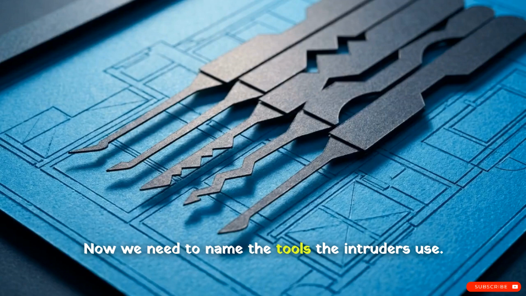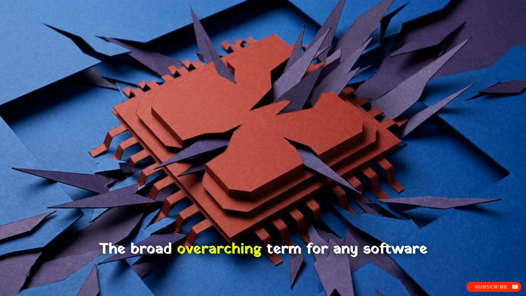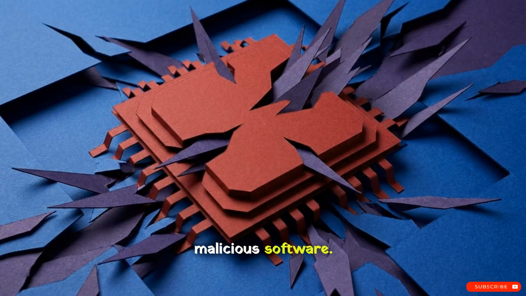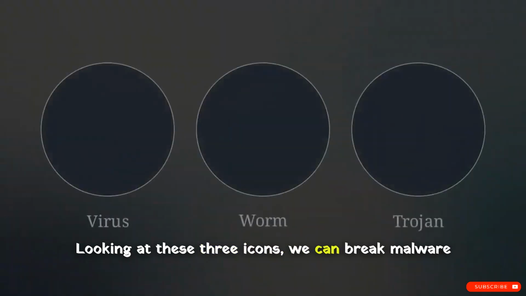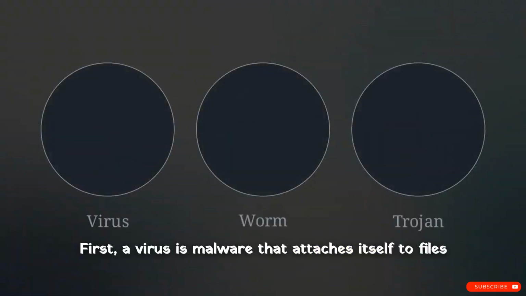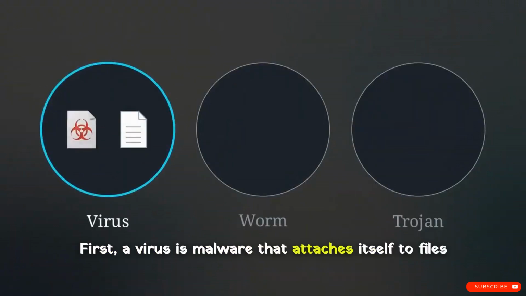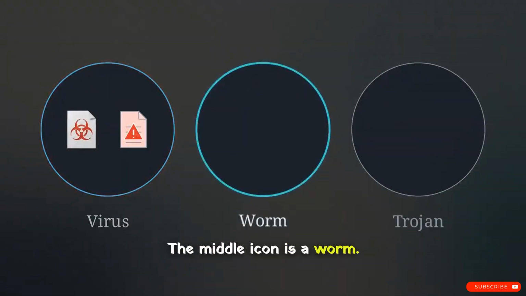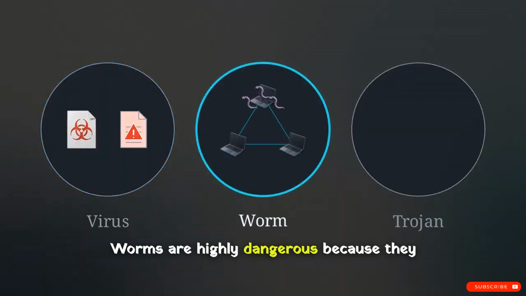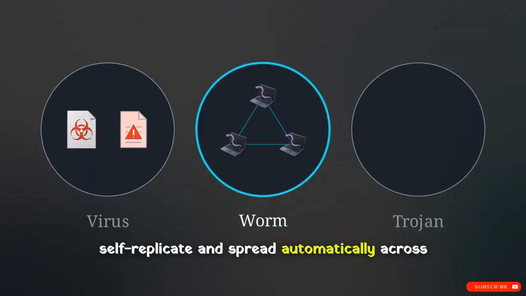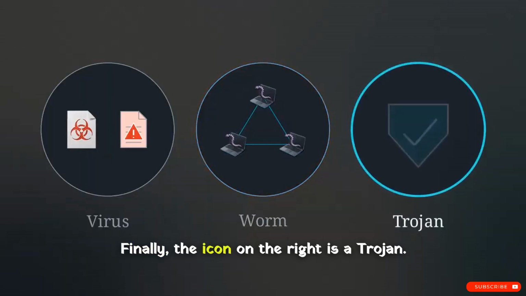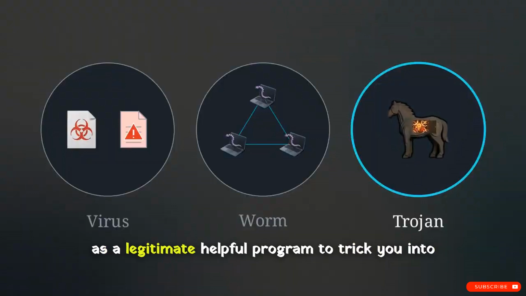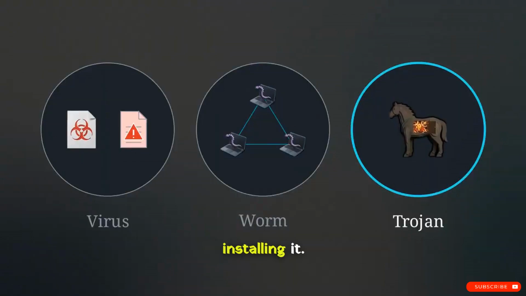Now we need to name the tools the intruders use. The broad overarching term for any software designed to harm a computer is malware, short for malicious software. Looking at these three icons, we can break malware down into specific families. First, a virus is malware that attaches itself to files and only spreads when you open those files. The middle icon is a worm. Worms are highly dangerous because they self-replicate and spread automatically across networks. Finally, the icon on the right is a Trojan. Just like the ancient Greek story, it disguises itself as a legitimate, helpful program to trick you into installing it.